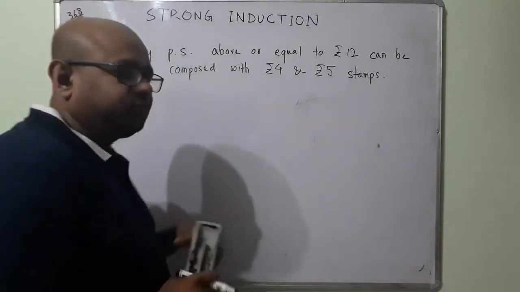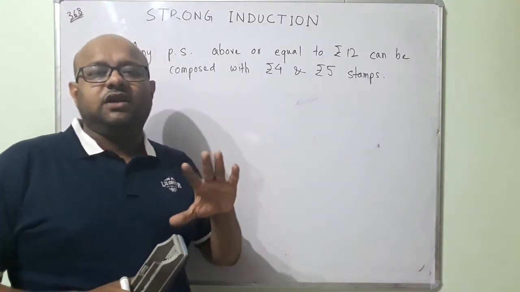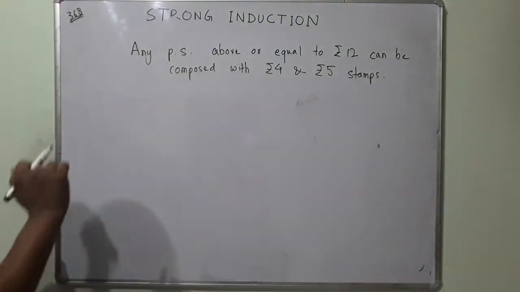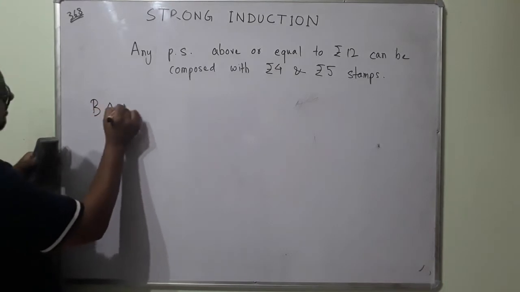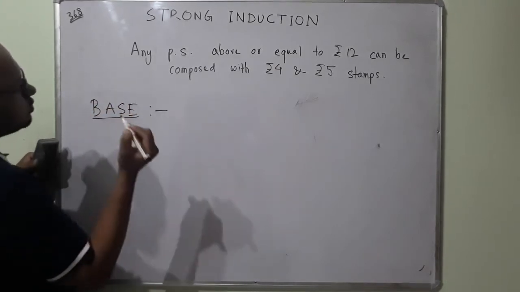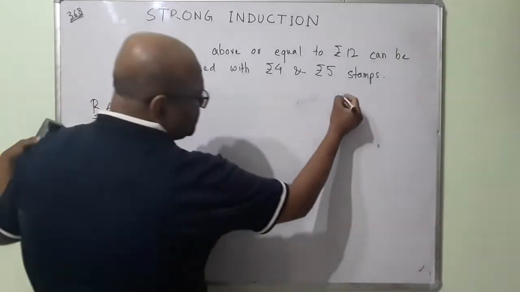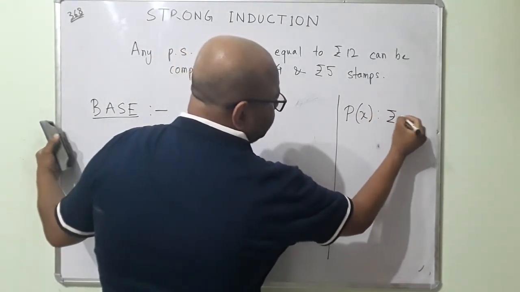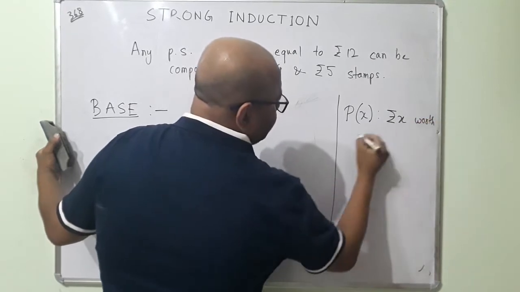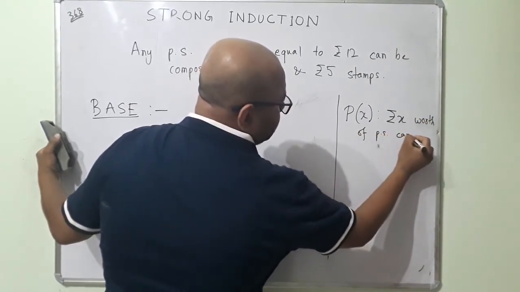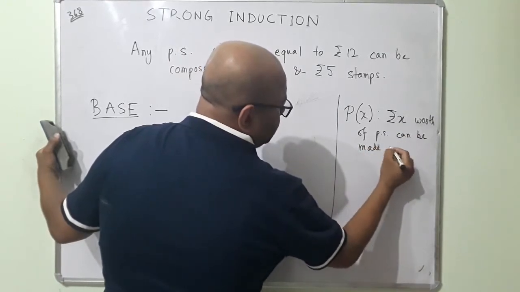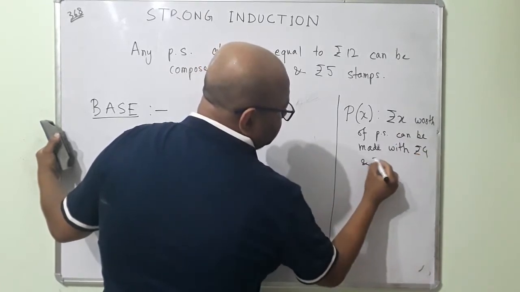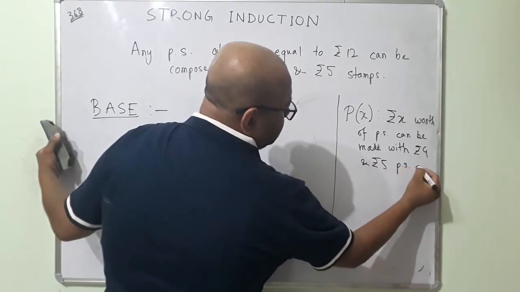We will first prove it using normal induction, then we will see how strong induction makes this proof easier. So let us prove using normal induction. In normal induction, we will have a base case. Say our proposition that we are trying to prove is P of x: rupees x worth of postage stamp can be made with rupees 4 and rupees 5 postage stamps only.